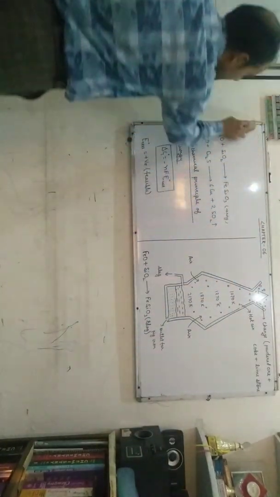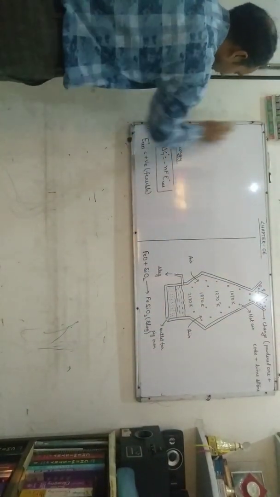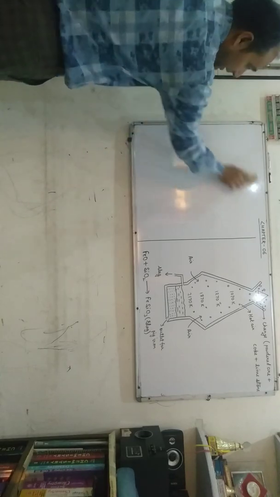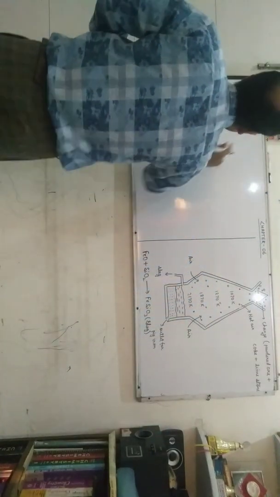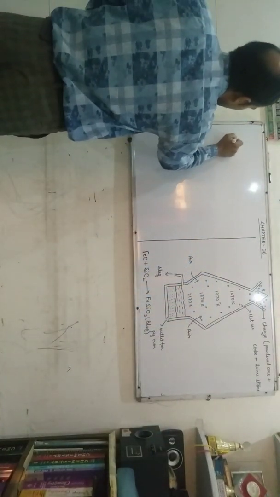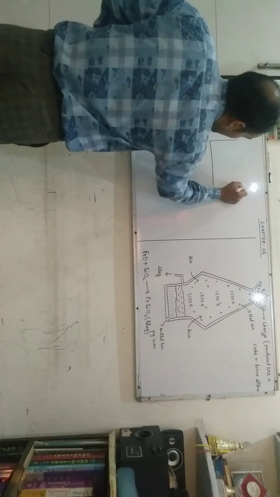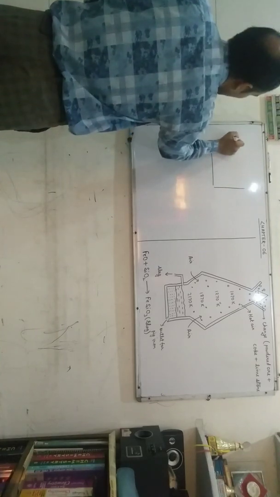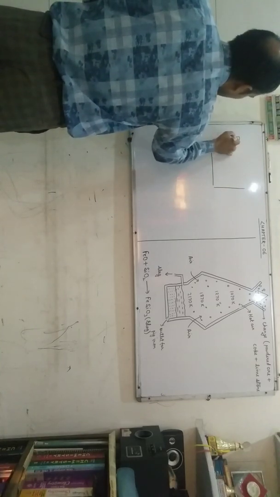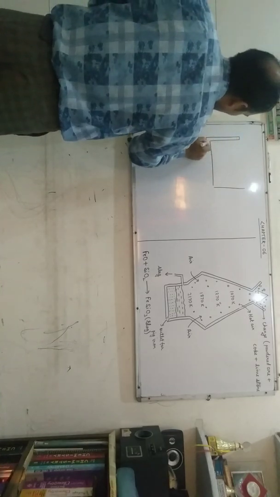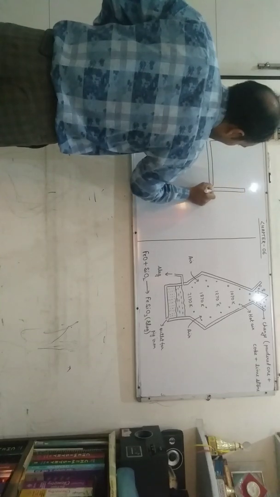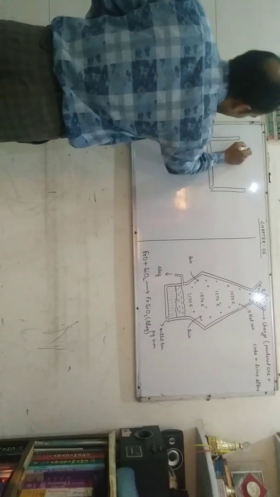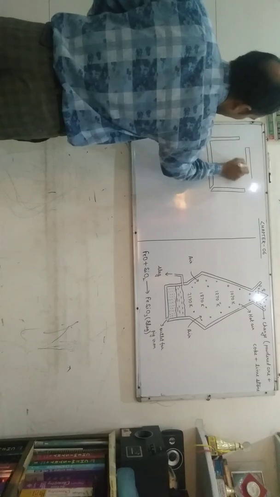Students, now let us discuss metallurgy of aluminium. In metallurgy of aluminium, Al2O3 is mixed with cryolite and fluorspar to bring electrical conductivity and for reducing the melting point of alumina.